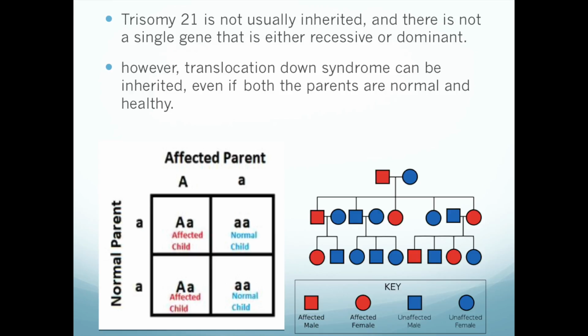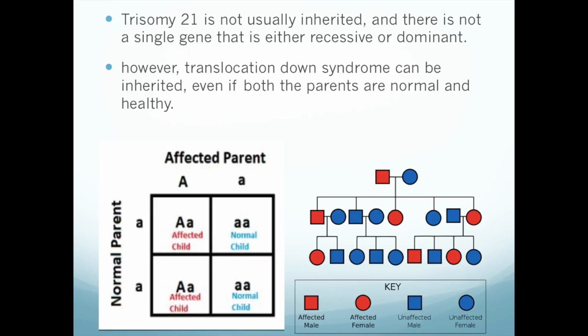A parent can carry a rearrangement of genetic material between the 21st chromosome and another chromosome. This goes unnoticed and the parent is normal and healthy. This is known as balanced translocation. This translocation is passed on to the next generation. However, it can become unbalanced, leading to abnormalities within the 21st chromosome and ultimately Down syndrome.